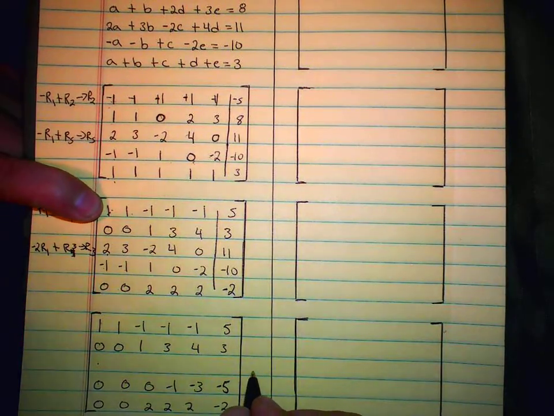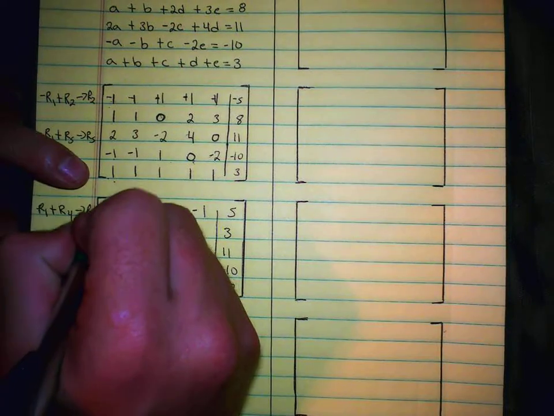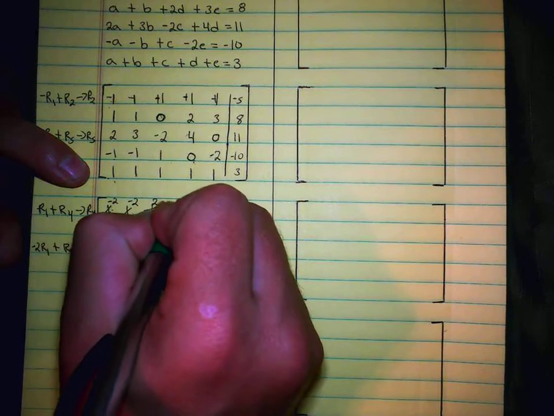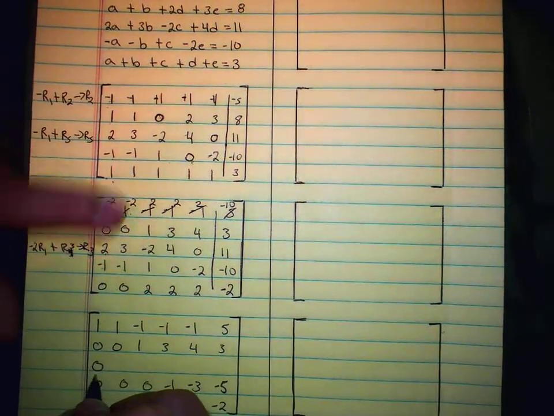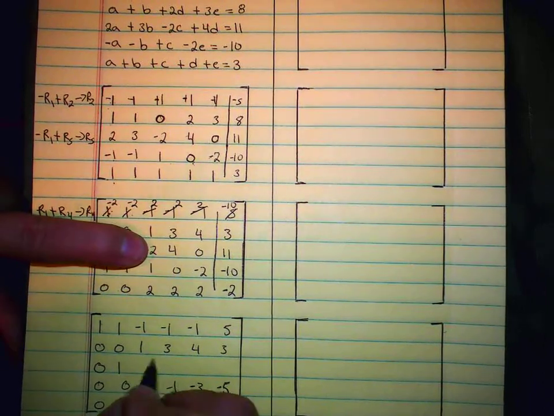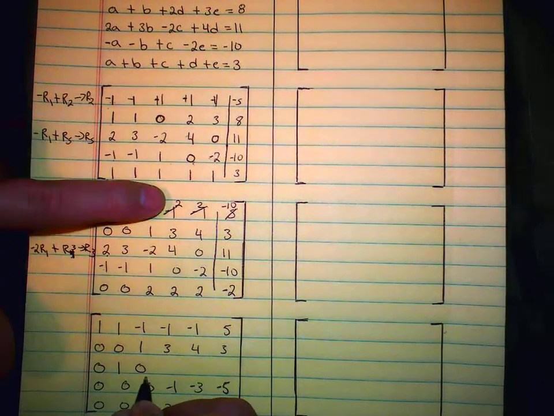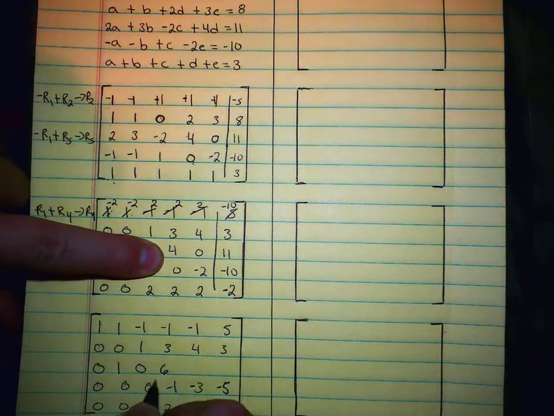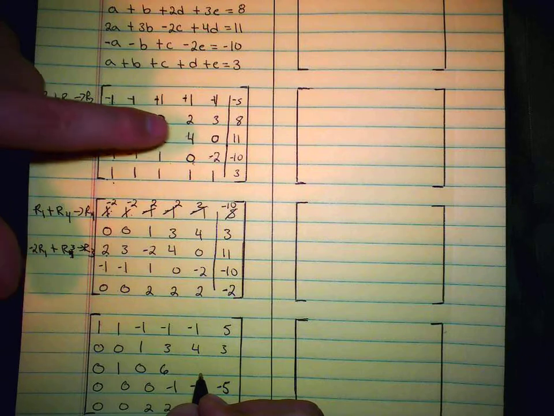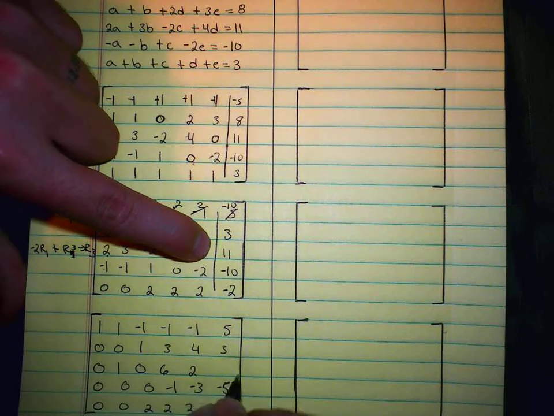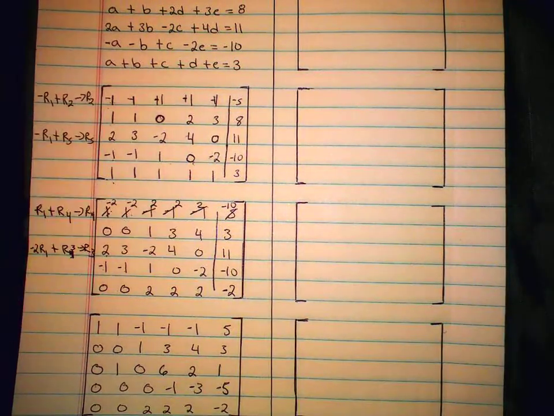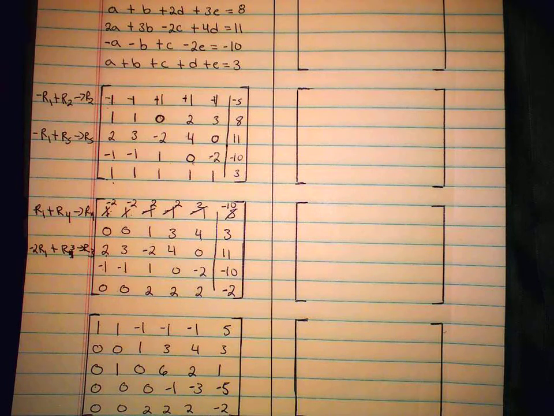Alright, now all these are going to be multiplied by negative 2. So we're going to change to negative 2, negative 2, positive 2, positive 2, positive 2, and negative 10 so that we can add. So negative 2 plus 2 is 0, negative 2 plus 3 is 1, 2 minus 2 is 0, 2 plus 4 is 6, 2 plus 0 is 2, and negative 10 plus 11 is 1. Okay? So we've got some good stuff going on here.